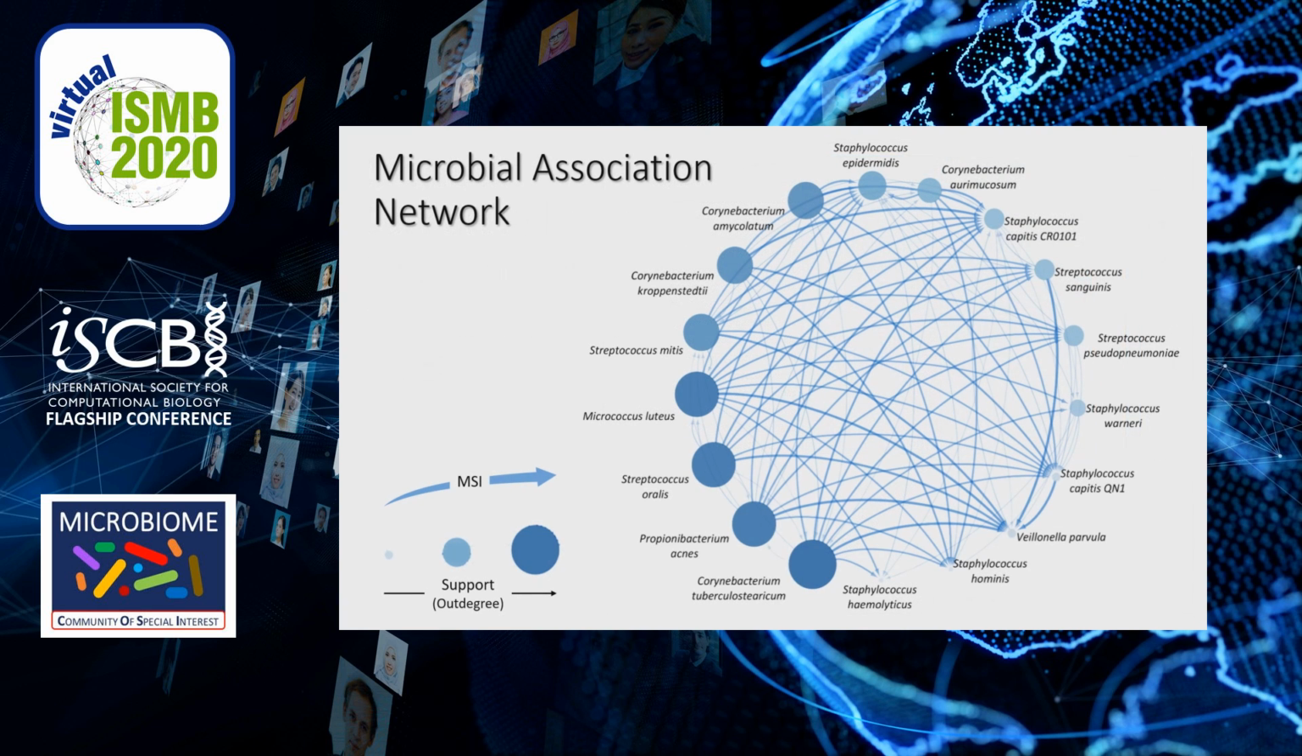We further constructed a microbial association network using the MSI values. Here we see that Corynebacterium tuberculostearicum is the most supportive species in terms of the number of species that it interacts with in the community, followed by Propionibacterium acnes, Streptococcus aureus, and other Corynebacteria.